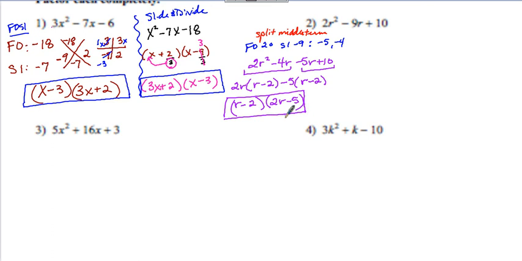And again, you can check it by refoiling this back out and seeing if you get back to what we had in the beginning. So that's called splitting the middle term. That's another method that you can use. And then our last method is called guess and check. Okay, so we'll just call this guess and check.